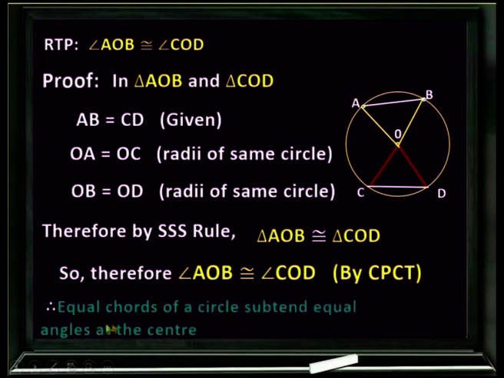So what can we conclude? Equal chords of a circle subtend equal angles at the center. So this is the proof of the theorem. How have we proved it? There are two chords AB and CD and two radii OA, OB for triangle AOB and OC and OD for triangle OCD. We first proved that triangles OAB and OCD are congruent. Then from that we finalized that angle AOB is equal to angle COD. Therefore equal chords of a circle subtend equal angles at the center.